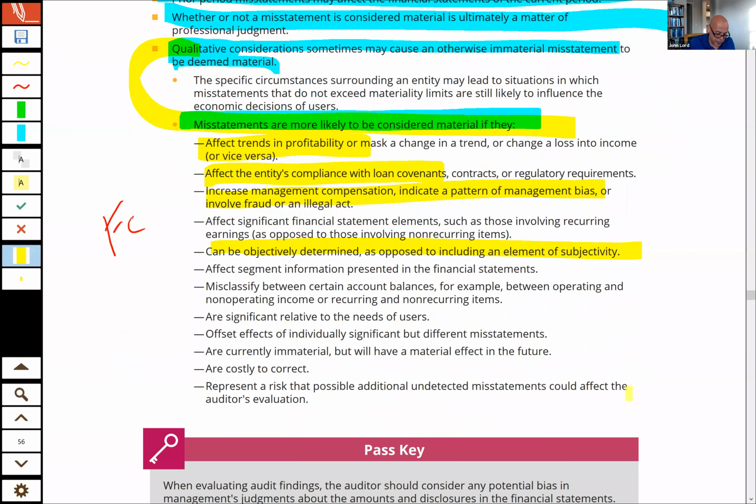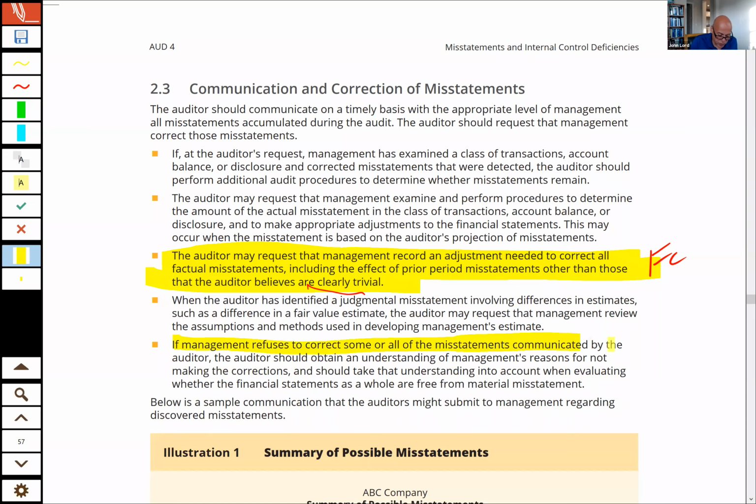I already asked you to flashcard. I had to hunt for it a little bit. I asked you to flashcard the comment about asking them to correct known misstatements, factual misstatements. And then if management refuses to correct some or all misstatements communicated by the auditor, the auditor should obtain an understanding of the reasons and should take that understanding into account when evaluating whether the financial statements are free of material misstatement.